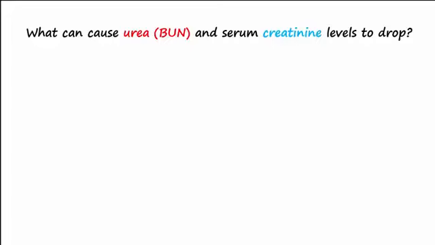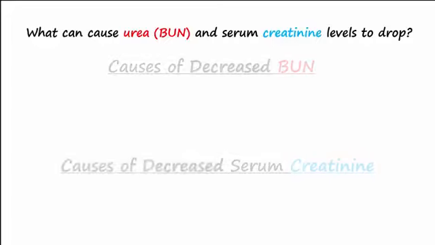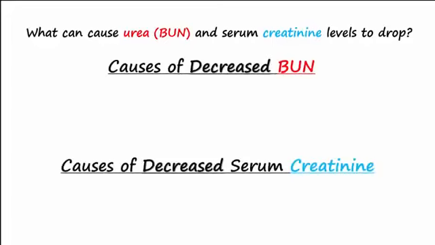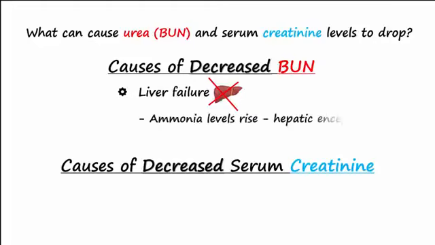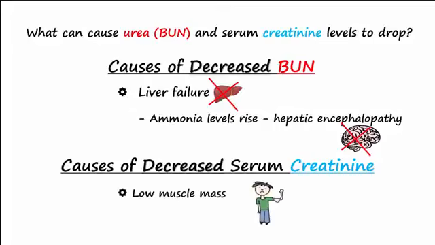What kinds of circumstances cause BUN and creatinine to drop? With liver failure, urea is not being produced by the liver, and ammonia levels will rise, which can lead to damage to the brain, called hepatic encephalopathy. Serum creatinine is decreased in individuals with low muscle mass, like this individual.